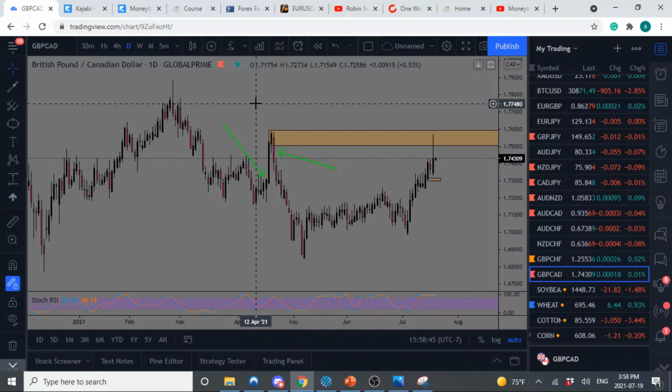Thinking in probabilities, thinking in statistics, really. Probability and odds. That's what we're trying to do here. So that wraps up the trade review.